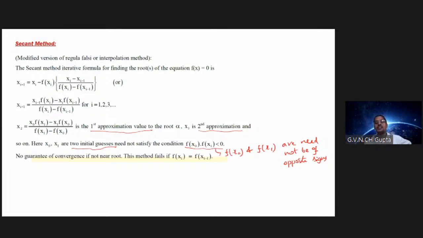This method fails whenever 2 consecutive function values are equal. For example, here f of x1 is equal to f of x0, or f of x1 is equal to f of x2. Because the denominator is 0, the corresponding x values are not defined, becoming infinity. Okay. So we'll do one example.